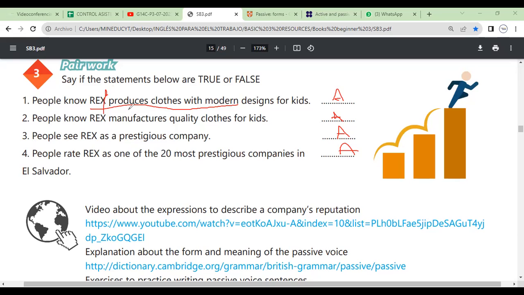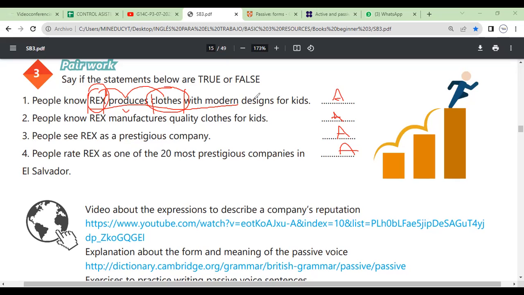Ok, Rex produces is the verb. Ahora, ¿el qué produce? Clothes. Ah, ok, eso aquí tengo tres, miren. Rex produce ropa. La ropa es producida por Rex. Ok, eso sí lo podemos hacer en inglés, lo podemos hacer en español y en cualquier otro idioma. Entonces, lo único que estamos tratando es de que la acción misma sea más importante que quién hace la acción. Por lo menos acá, en esta oración, en activo, ya sabemos que el énfasis es en quién hace la acción. Pero en voz pasiva queremos resaltar más a la acción misma.